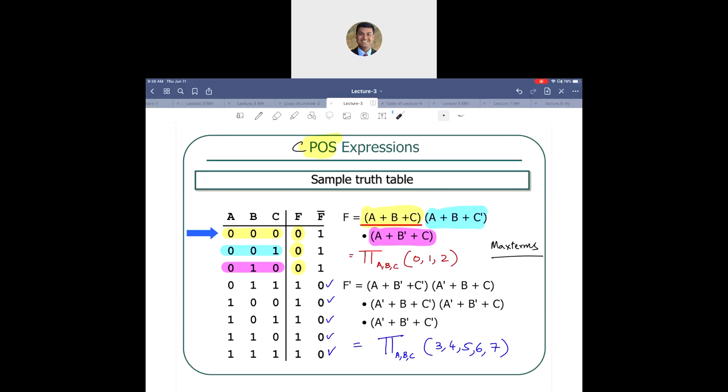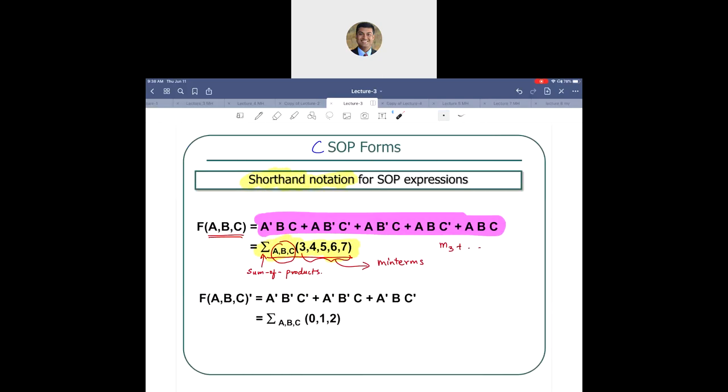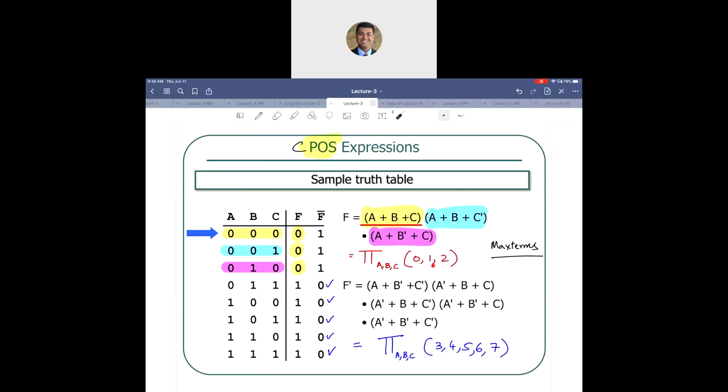Now, I hope you notice that whatever goes in the product of sum expression for F, 0, 1, 2, the complement of that goes in F complement, 3, 4, 5, 6, 7. Similarly, when we were doing the sum of product, if 3, 4, 5, 6, 7 went as minterms for F, 0, 1, 2 were minterms for F complement. And in fact, if you attach these two together, the sum of product and products of sum, whatever you had in terms of minterms for F complement, those were the same max terms for F, those same numbers.